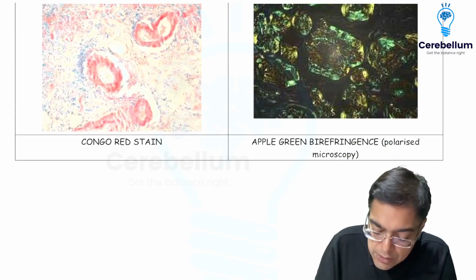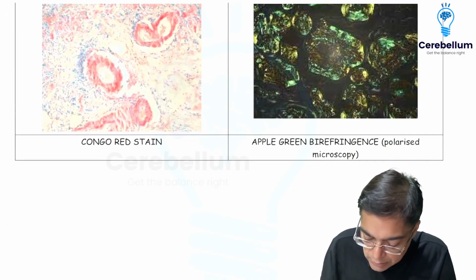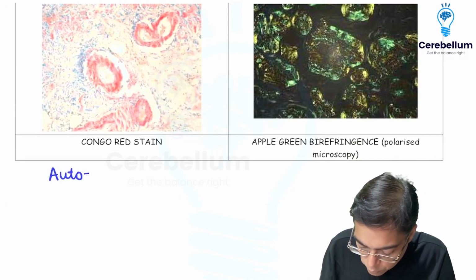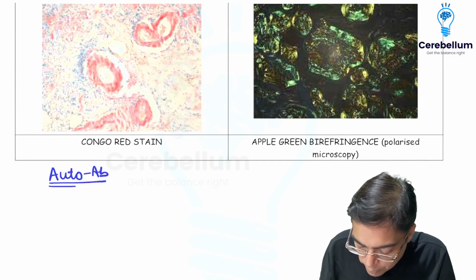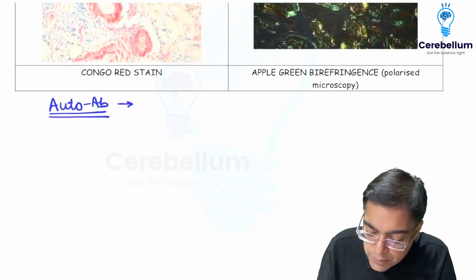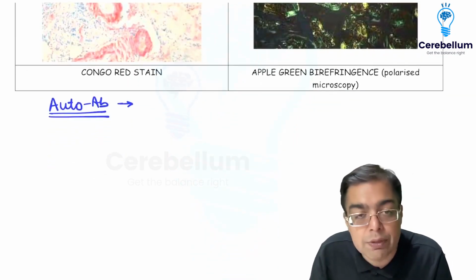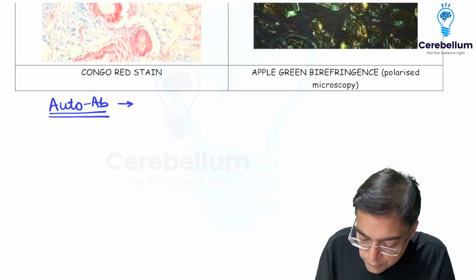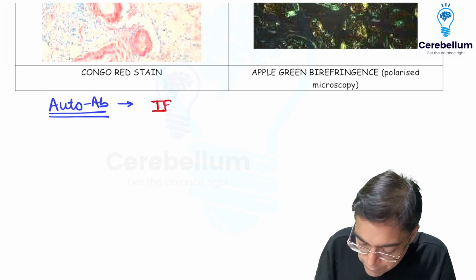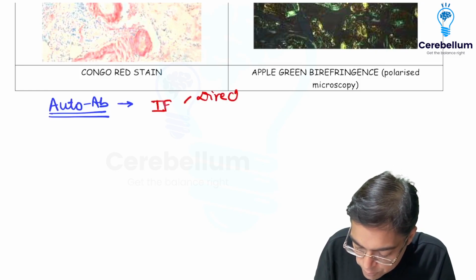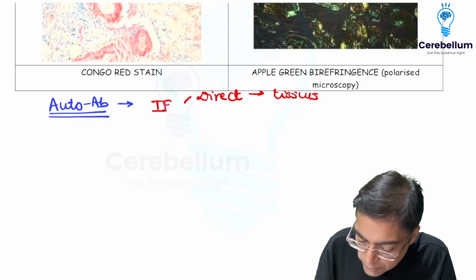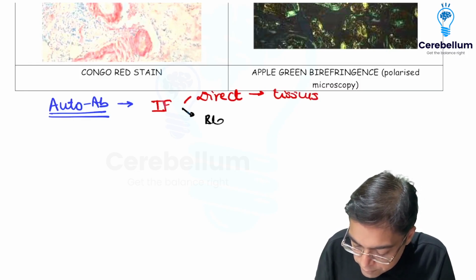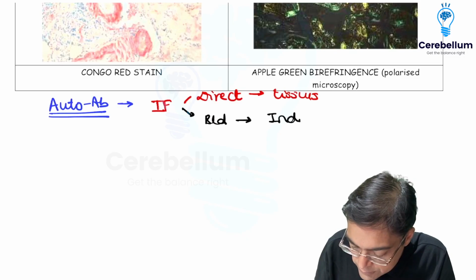Of course, no discussion of the immune system can ever be complete unless we make a mention of the presence of autoantibodies. Autoantibodies are self-reactive antibodies which are going to be responsible for development of connective tissue disorders. They are going to be detected with the help of immunofluorescence. If we are talking about direct detection in the tissues, we are using direct immunofluorescence. And if we want to detect the autoantibodies which are present in the blood, then what we are using over here is the indirect immunofluorescence.